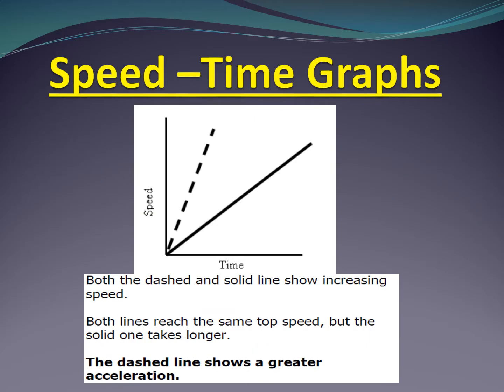In a speed time graph, we also have steeper lines. This steeper line just means that I'm going at a faster speed, and that makes sense because this object was able to reach that same distance in a shorter amount of time. Here, same distance, but it is taking way longer. So that means that our solid line here has slower speed. And so the dashed line shows a greater acceleration.